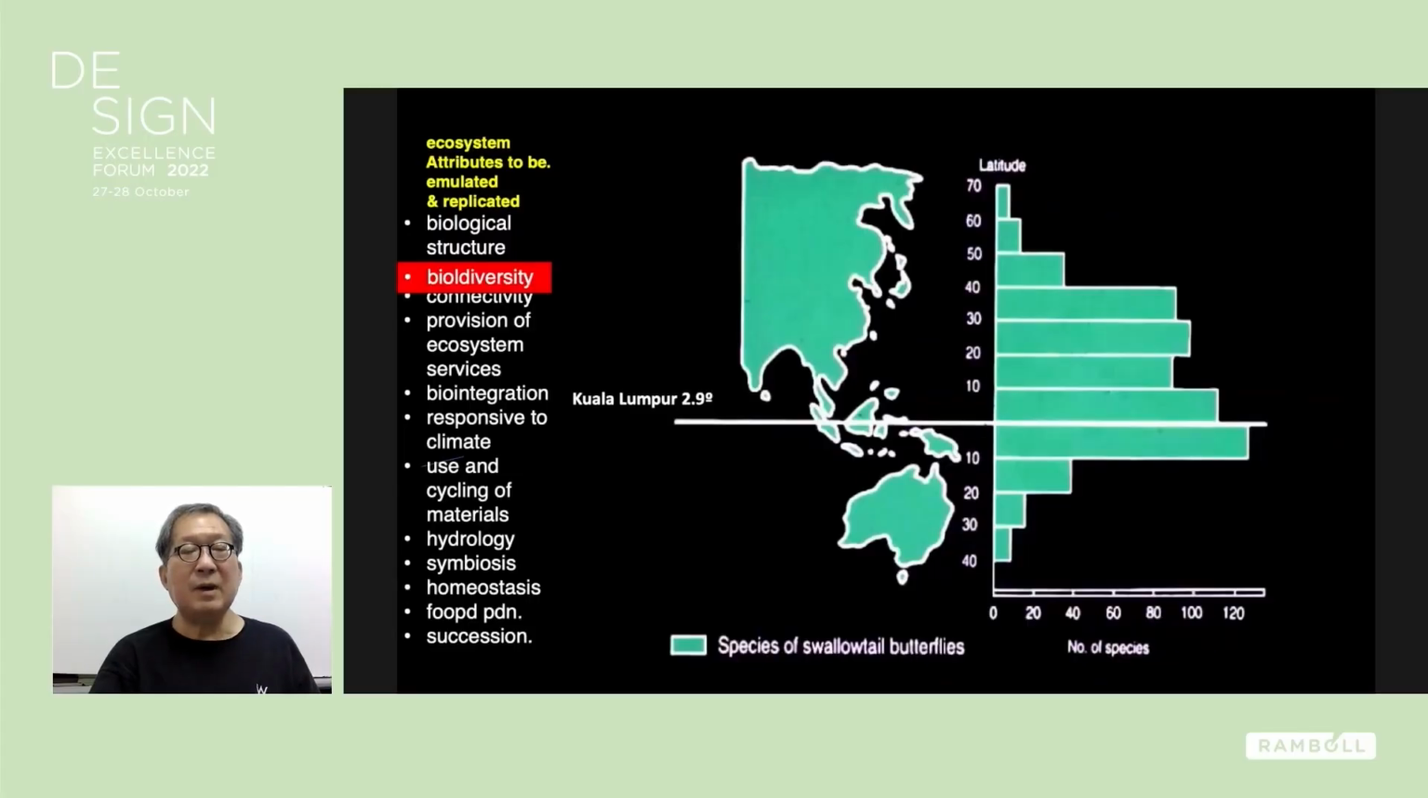So next, to see how we can increase the biodiversity. After the biological structure, I'm looking at biodiversity of the locality of the development. And this diagram on the right-hand side is a useful diagram because although it applies to butterflies, it indicates that biodiversity is highest near the equator. As you move away from the equator, biodiversity gets less and less. For instance, London is about 52 degrees above the equator, so it is not as biodiverse as it is in the tropics.